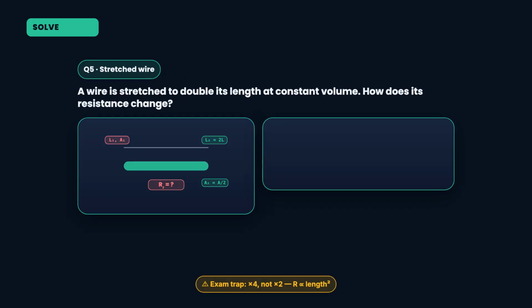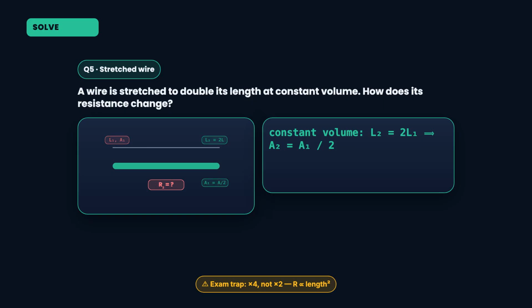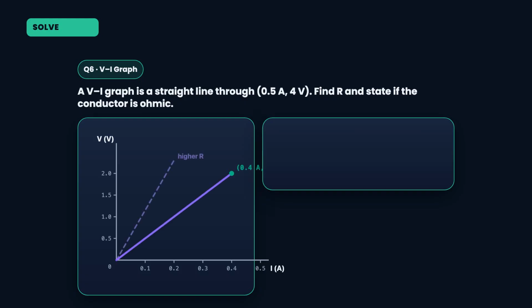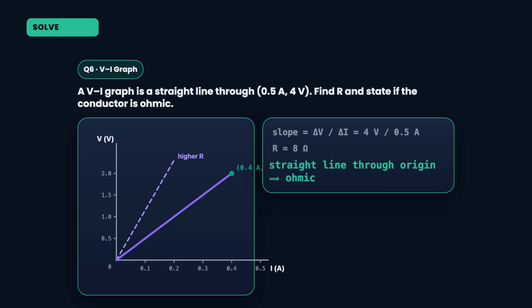5. The stretched wire. Double the length at constant volume, and resistance becomes 4 times, not double, because resistance depends on length squared. 6. A voltage-current graph is a straight line through 4 volts at 0.5 amperes. R equals V by I, 4 by 0.5, which is 8 ohms. A straight line through the origin means it is ohmic.